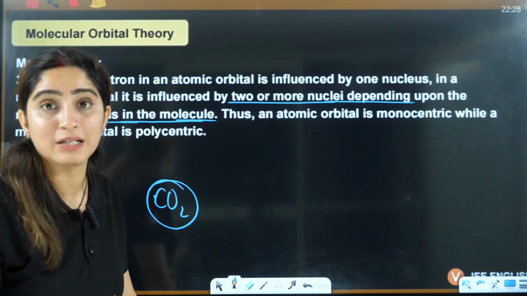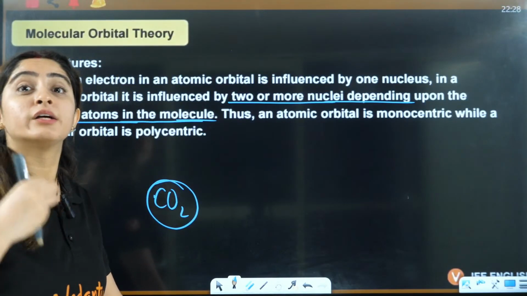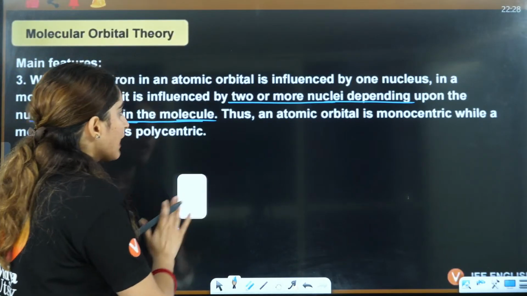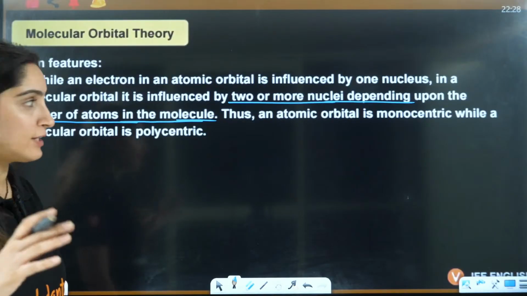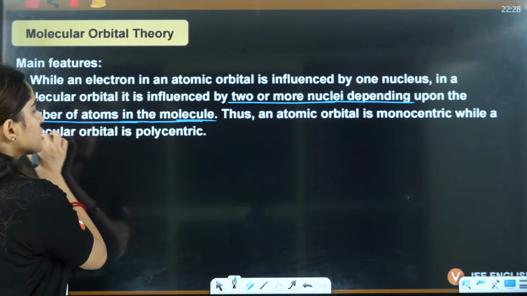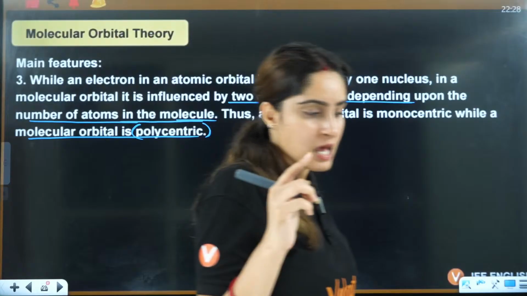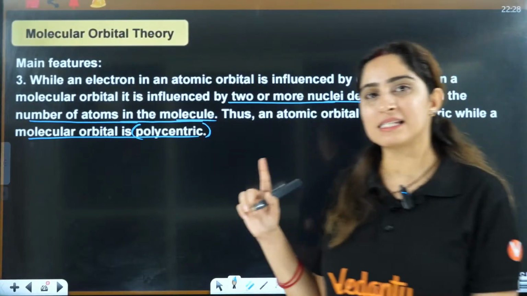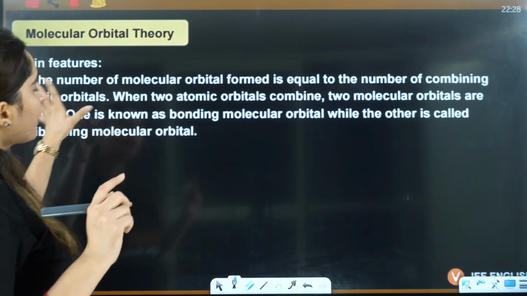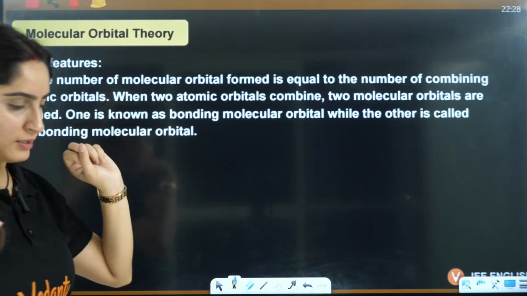But let's talk about CO2. Three atomic orbitals are combining. There are so many atomic orbitals because it has three atoms. They're combining to form so many molecular orbitals, right? So that is the reason that so many nuclei are going to affect it, right? This atomic orbital is monocentric while molecular orbital is polycentric, right? It will have so many centers. Atomic orbital has only one center because it is only one orbital, right? Then the number of molecular orbitals formed is equal to the number of combining atomic orbitals, right?